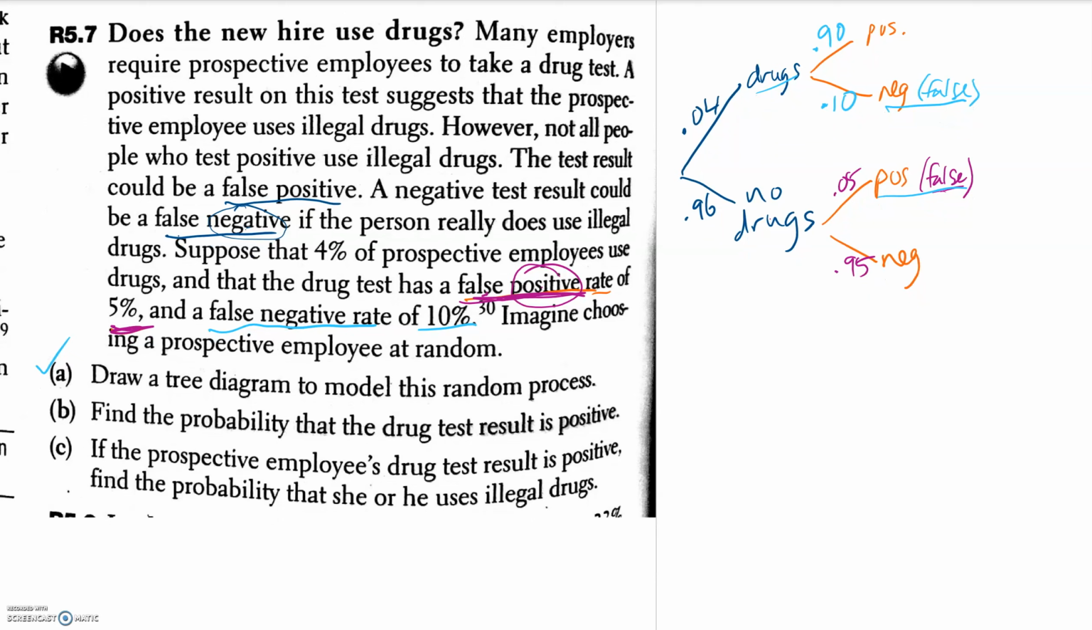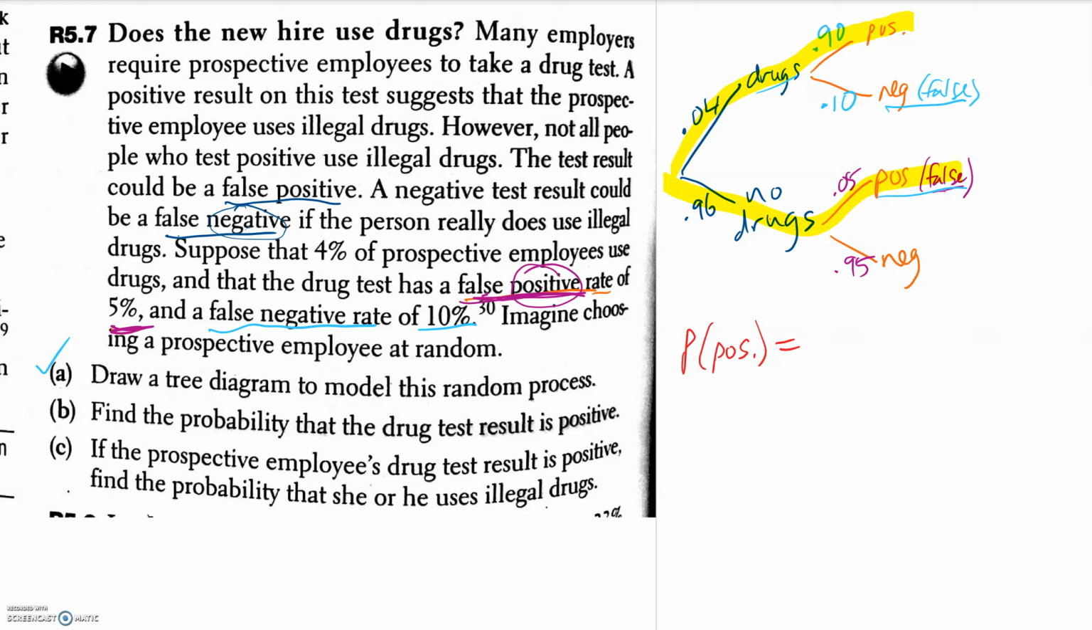Next up, we have part B. It says find the probability that the drug test is positive. So probability of positive. Well, there are two different ways to get a positive result. Here's a positive, and it came from this pathway. Here's another positive, and it came from this pathway. We need both of those.